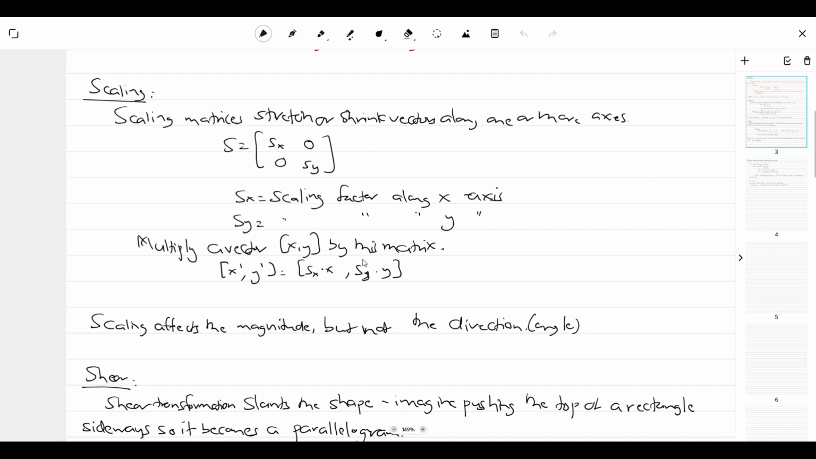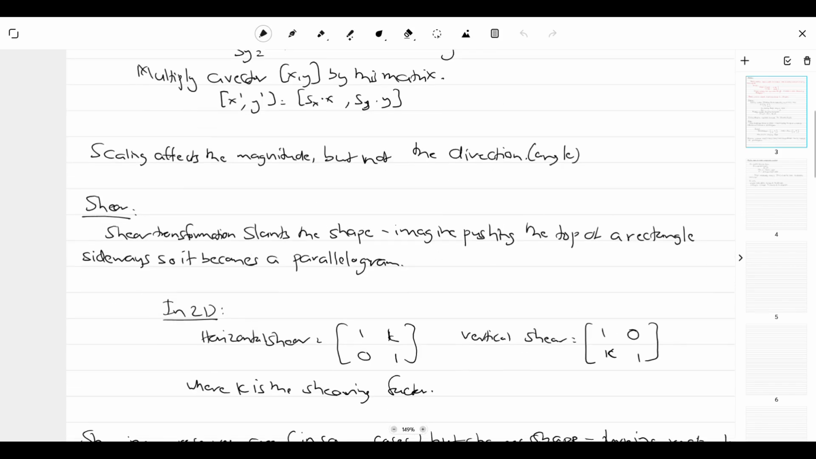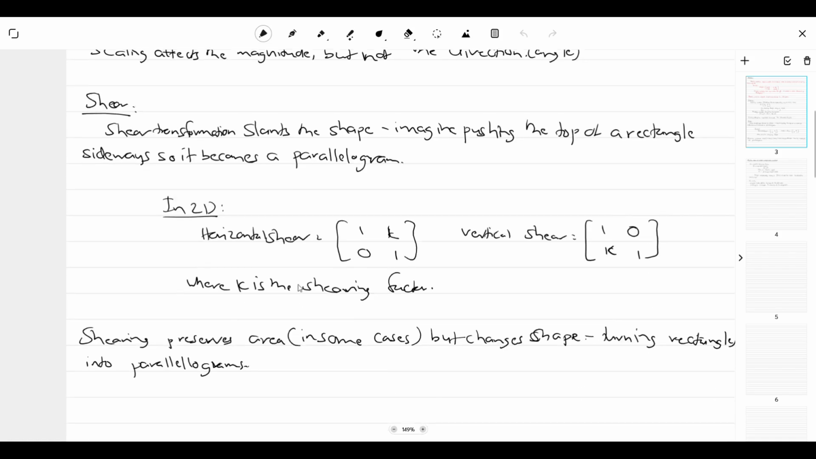And finally, we have shear. Shearing slants the shape. Imagine pushing the top of a square sideways so that it becomes a parallelogram. A shear matrix looks like this, as shown here. This is for the horizontal shear and this is for the vertical shear, where k here is the shearing factor. Now shear changes shape but keeps one set of sides parallel, which is a beautiful geometrical twist.